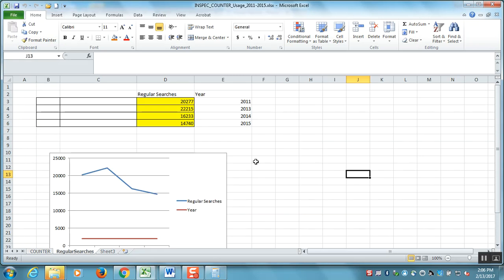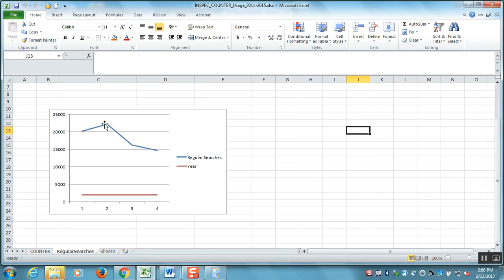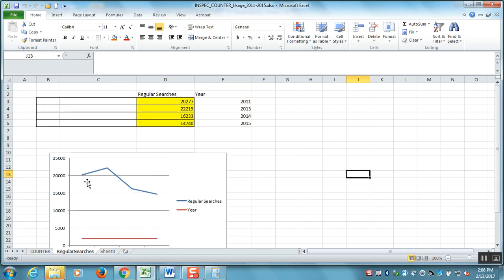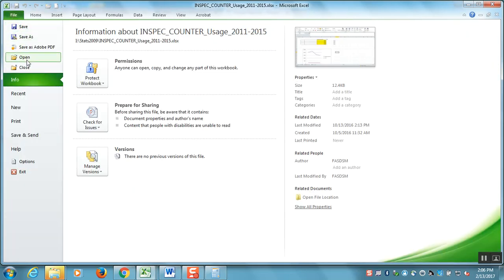What can be done with this is we can see how often the searches change. So over years, we can see here in the data that InSpec use peaked and is now dropping. So it peaked here, 2013. In the last 2 years, it's dropped. I haven't added 2016 data to it yet. So that's something that could be done.